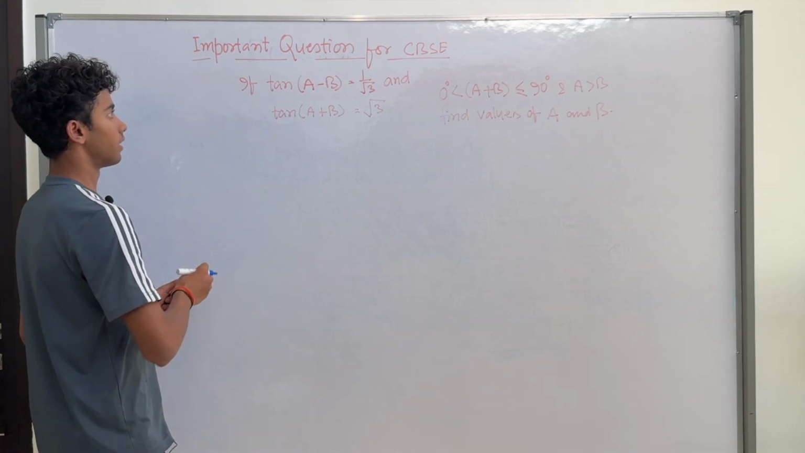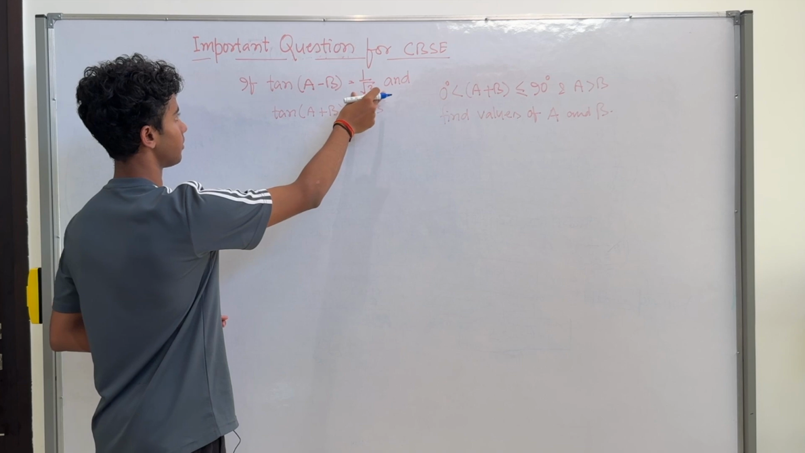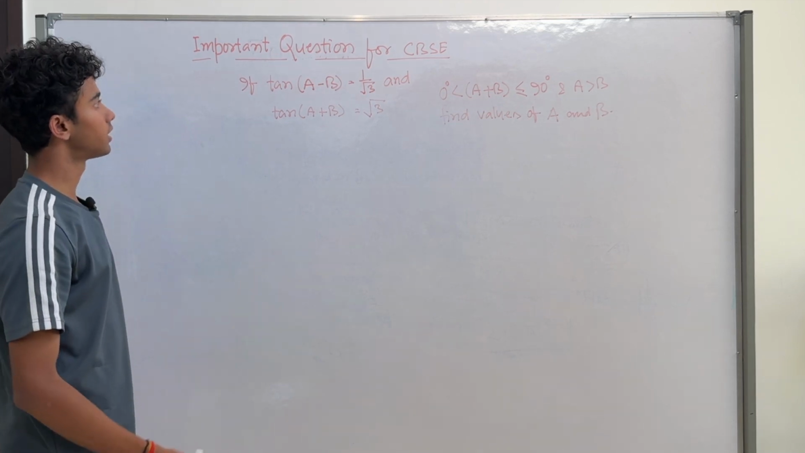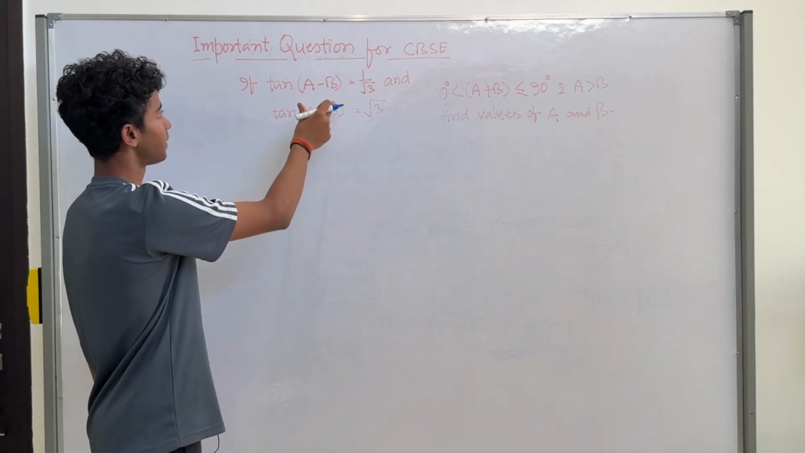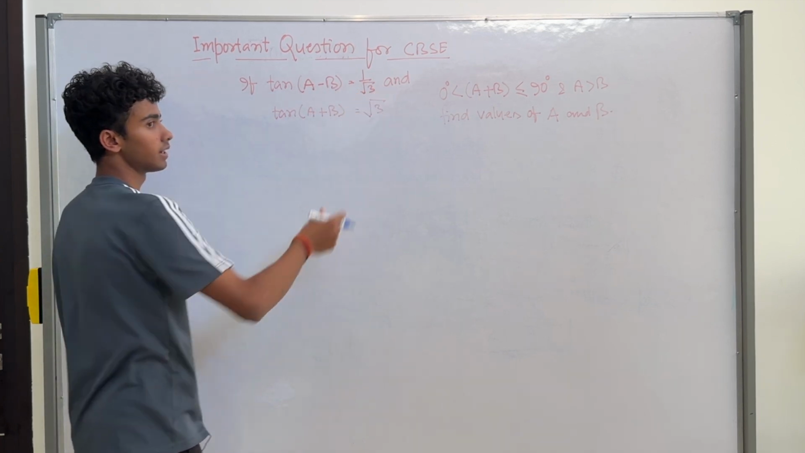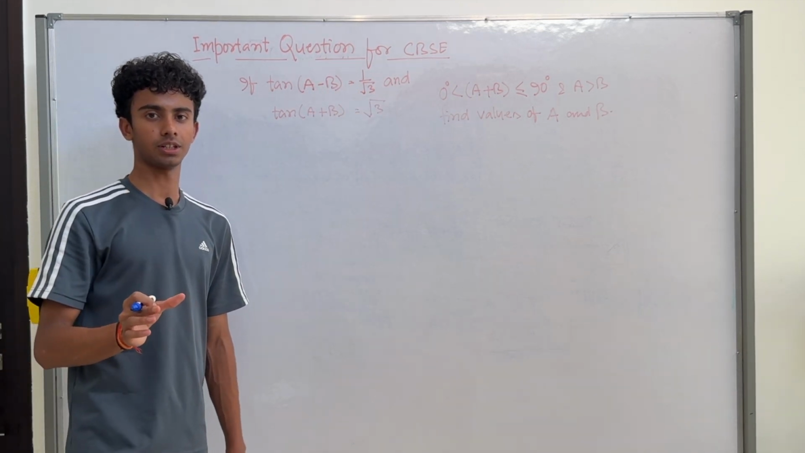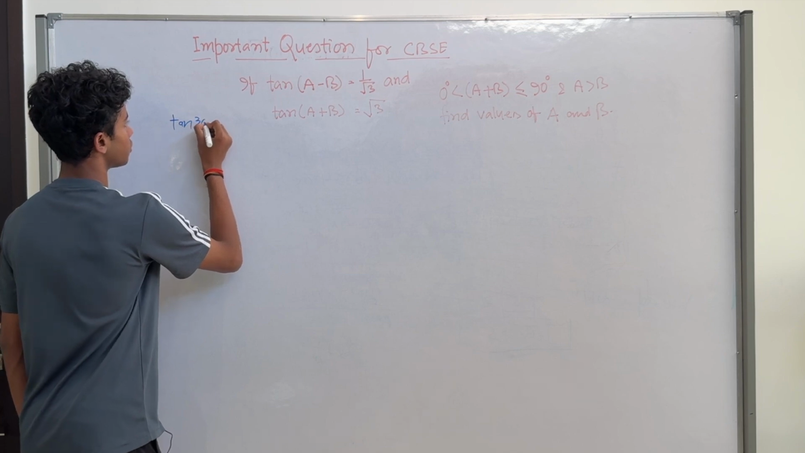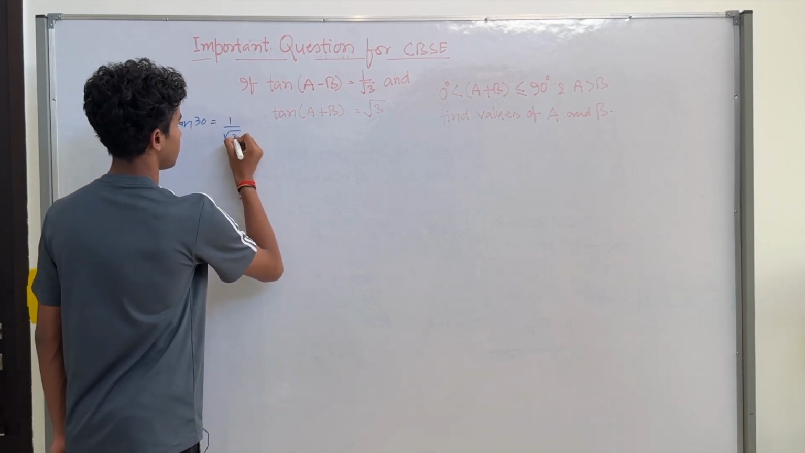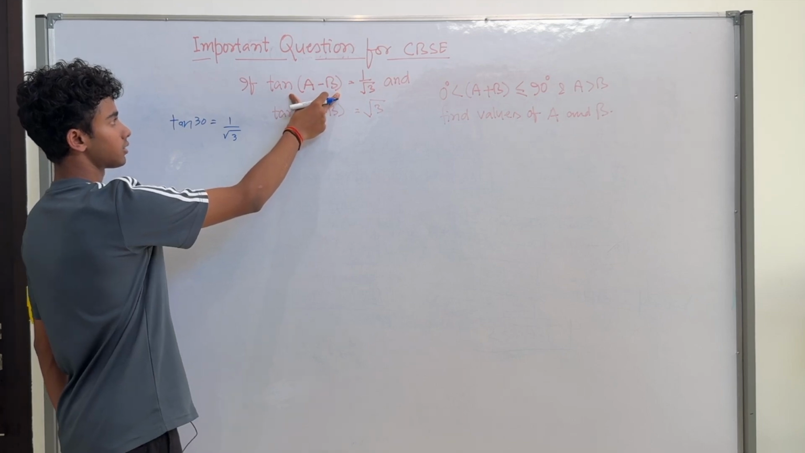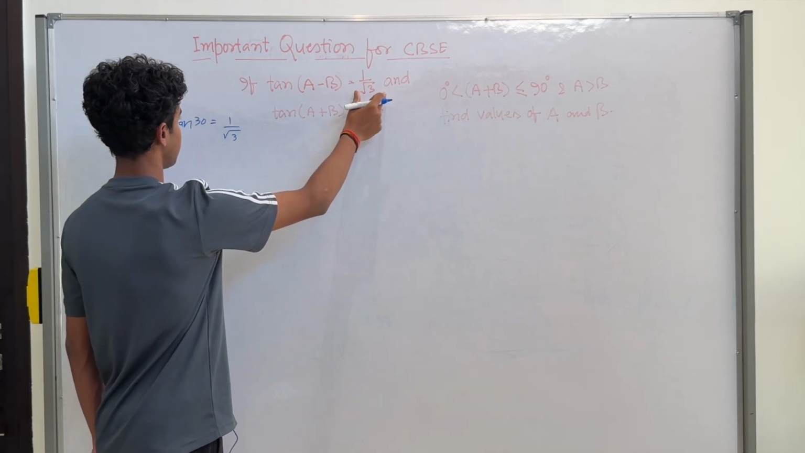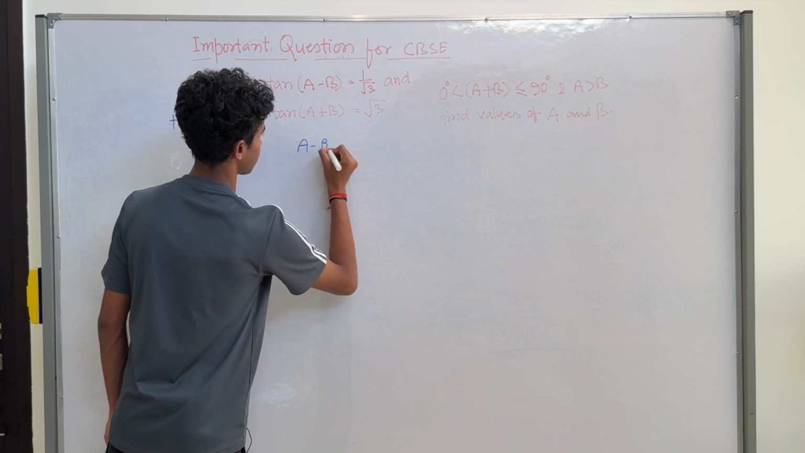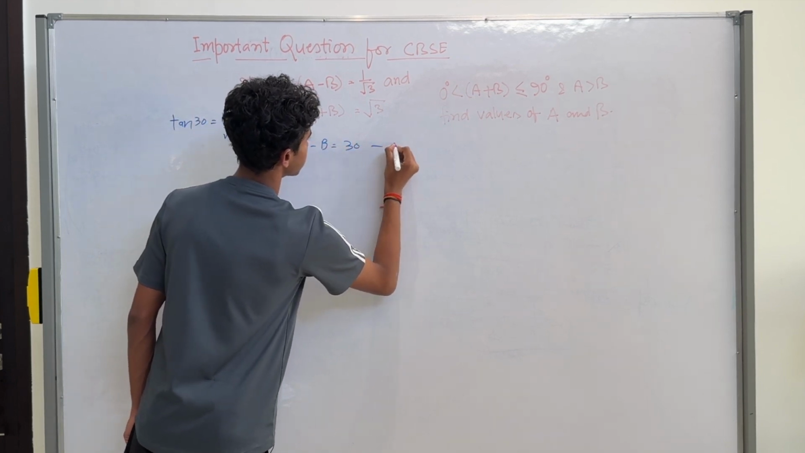So let's see. We have tan(A + B) is equal to 1 by root 3, and tan(A - B) is equal to root 3. So what value do we put in tan that will give 1 by root 3? This is the trigonometric table given in all of your textbooks. So tan 30 is equal to 1 by root 3. So in place of this, we can write 30 and then remove the tan. What I'm saying is A + B is equal to 30. This is our equation 1.